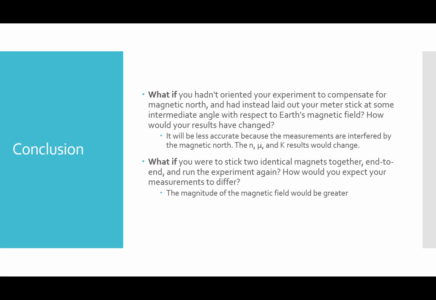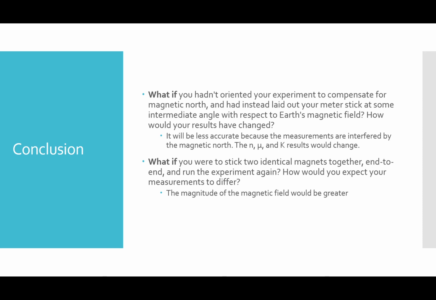What if you hadn't oriented your experiment to compensate for the magnetic north and had instead laid out your meter stick at some intermediate angle with respect to the Earth's magnetic field? How would your results have changed? I said that the results would have been less accurate because the measurements were interfered with by the magnetic north, and that means that the n, mu, and k values would change.